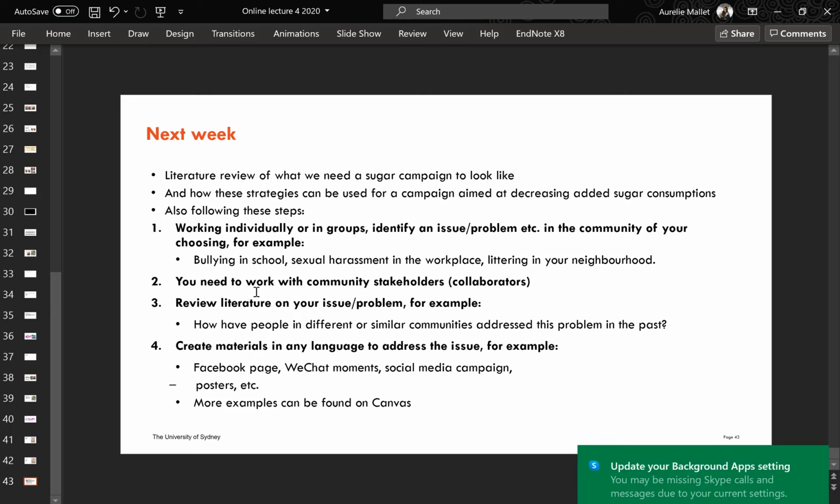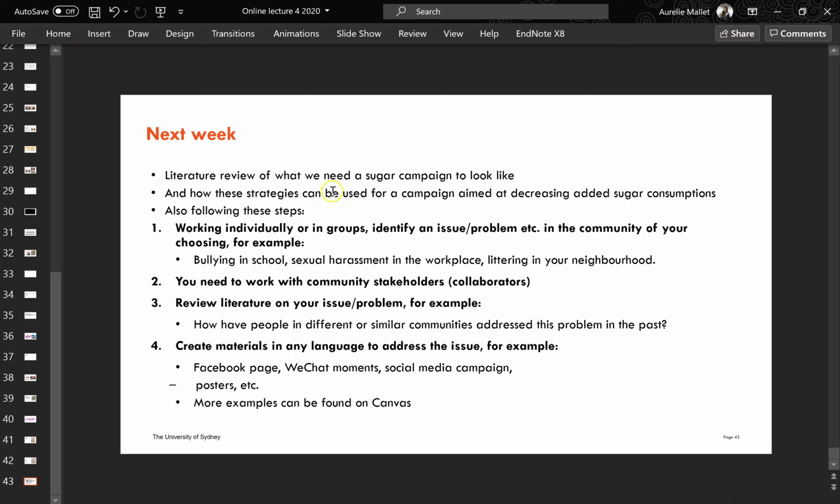And before we get to that, we need to do a literature review. So next week, I'm going to show you what a literature review might look like if I want to design a campaign aimed at sugar consumption. And I'm going to follow these. Again, I'm going to keep showing you these steps just to show you that when you're creating projects, regardless of what the project is, these tend to be the 4 steps that people take.